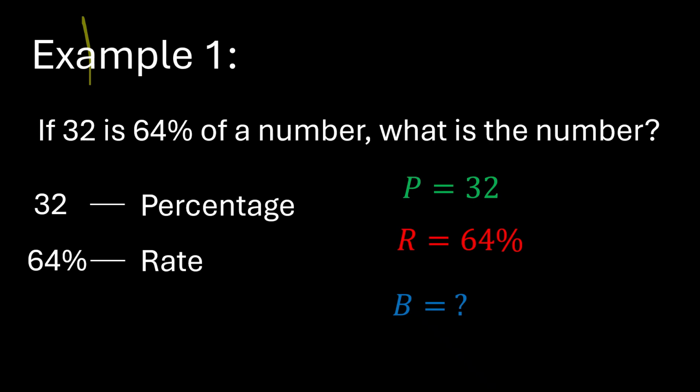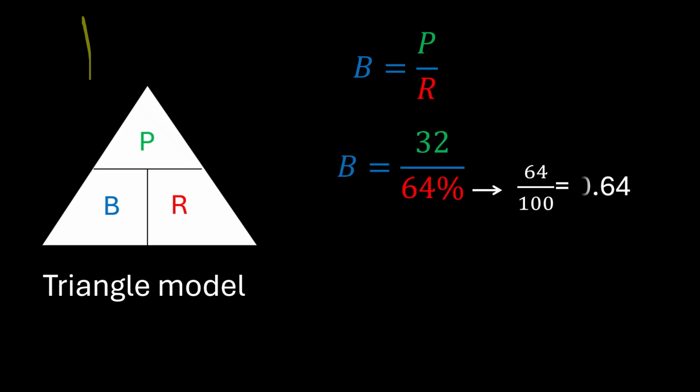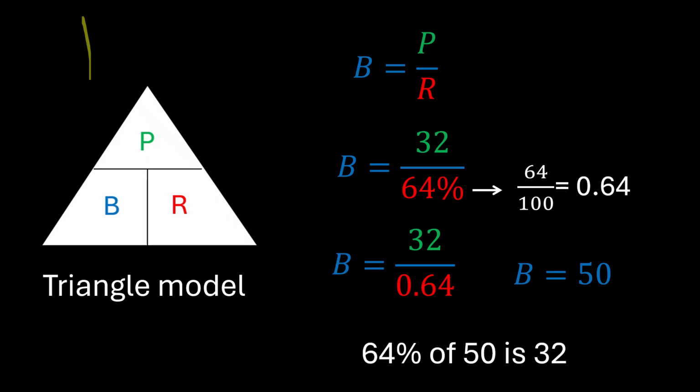Since we are solving for the base, we use base equals percentage divided by rate. But wait, before dividing, we must convert the rate into decimal form. So we divide 64% by 100%. 64% becomes 0.64. Now divide. 32 divided by 0.64 equals 50. Therefore, the number is 50. Now let's try another problem.